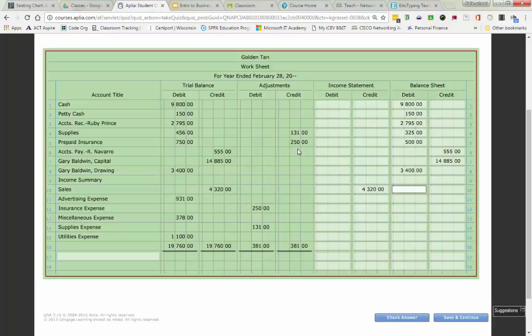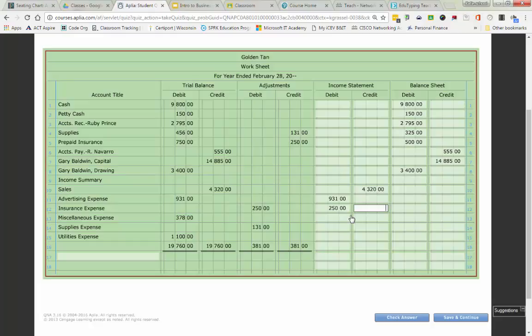So when I take a look at that, that means my advertising expense here has a debit balance of $931, nothing in my adjustment column. I'm going to put that $931 as a debit on my income statement. Below advertising expense is insurance expense. And insurance expense has nothing in the trial balance, but it has an adjustment debit of $250. So I need to put that as $250 in the income statement column.